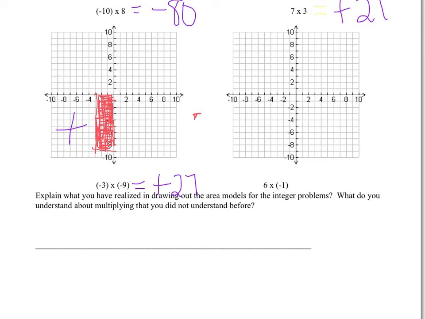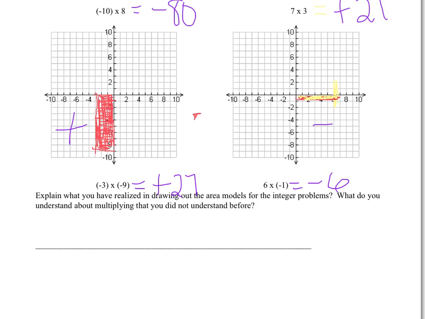All right, last but not least, we have positive 6 right here. And we have a negative 1. So if I color in my negative 1, and I color in my positive 6, going the other direction. I didn't leave myself much room for coloring. So I have red and yellow together. So what is my solution going to be? Yep, it's negative. So it's going to be a negative 6.